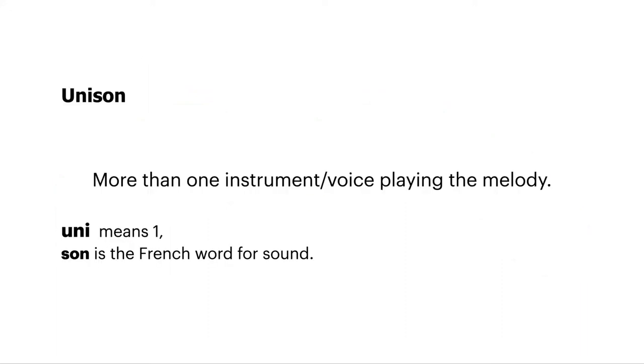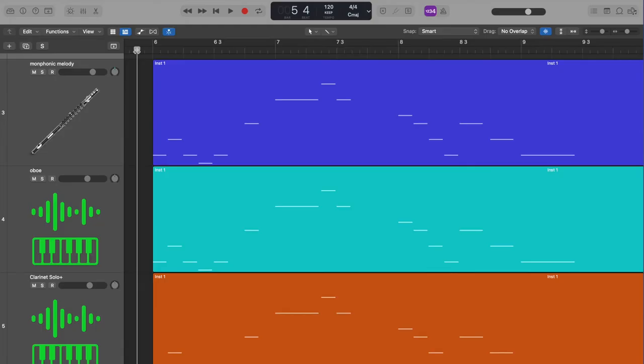The next more complex texture is unison. Unison still only has one melodic line, but you have more than one instrument playing it. So you can have multiple instruments playing essentially the same melody. Here we can see data representing three different instruments playing the same melody. You can see the shapes go up and down in the same way, and we have notes occurring at the same times. Let's listen to it.